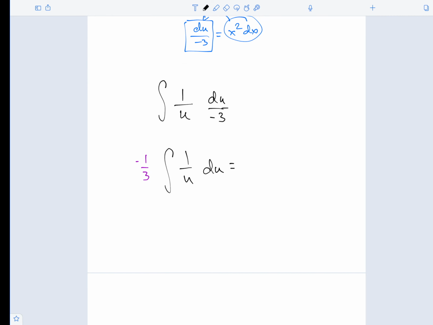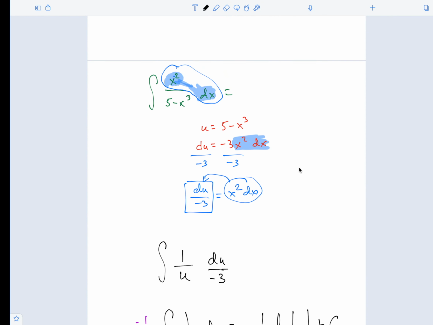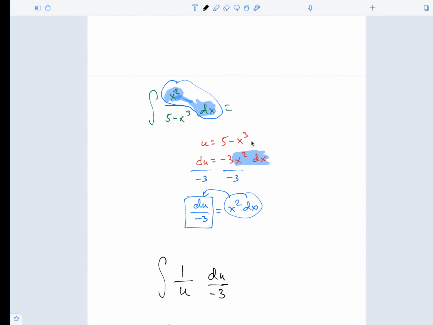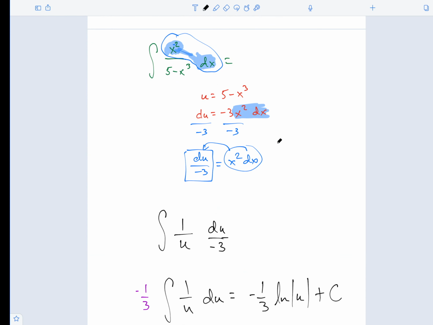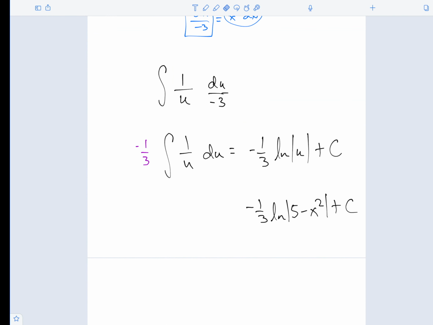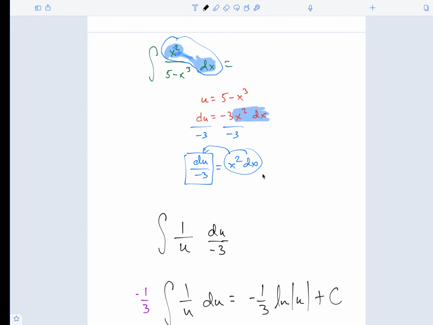And we all know what 1 over u du is, we saw that in the last video. So the final answer is going to be negative 1/3 natural log u plus c, except we're not solving for u, we're solving for x, so we have to replace u with 5 minus x cubed. So this becomes negative 1/3 natural log 5 minus x cubed plus c. So there we have it.